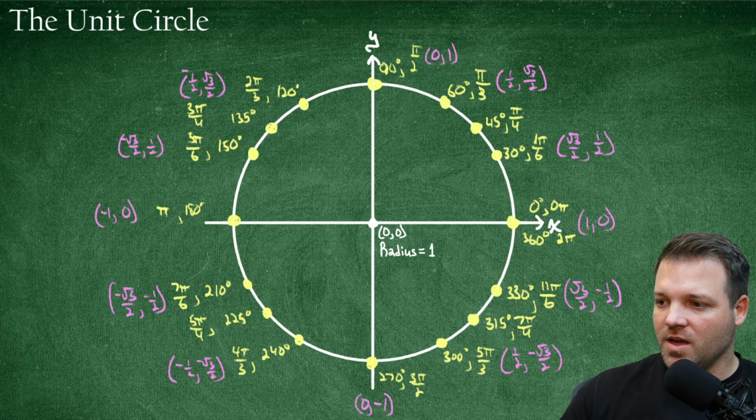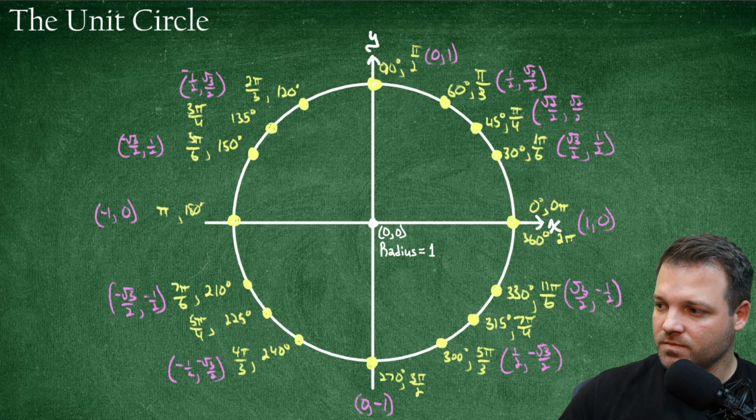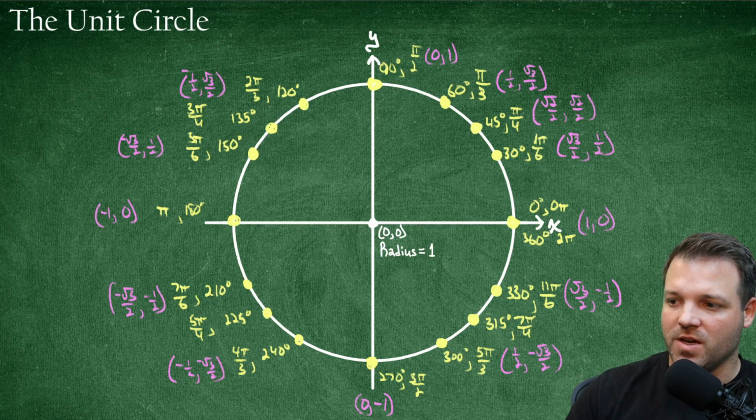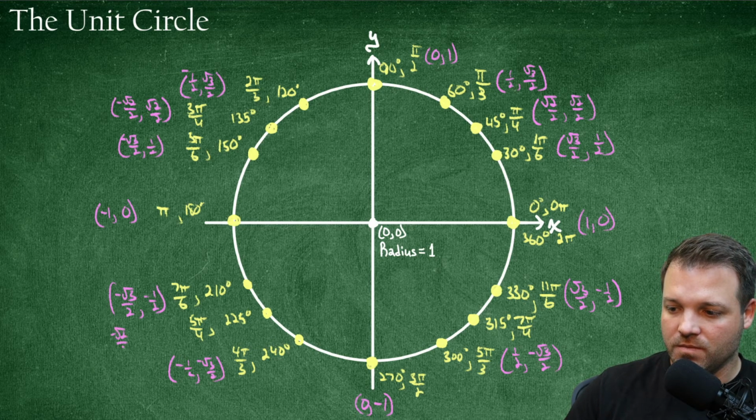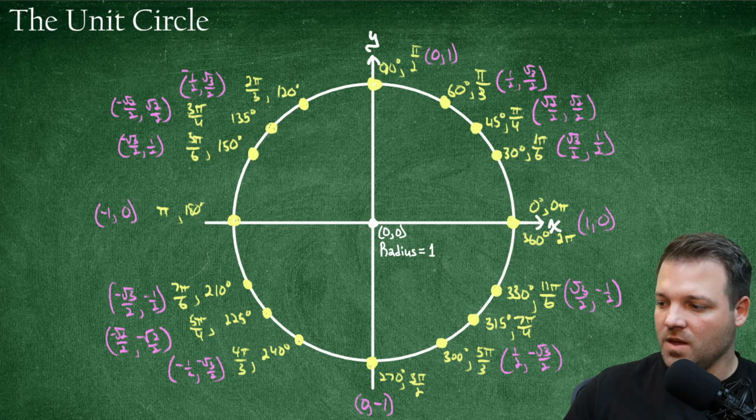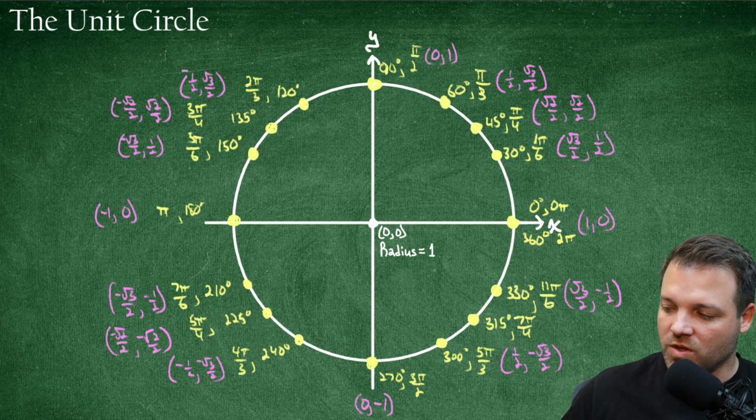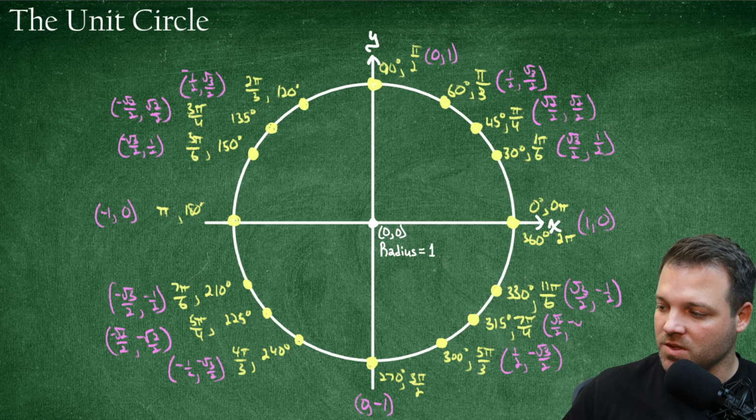All right, and then labeling the 45 is going to be very easy because both the x and the y is square root of 2 over 2. And then we're simply going to reflect this around. So at 135 degrees, we have negative root 2 over 2 for the x, positive root 2 over 2 for the y. At 225 degrees, they're both negative. And then at 315 degrees, the x is going to be positive root 2 over 2, and the y is going to be negative root 2 over 2.